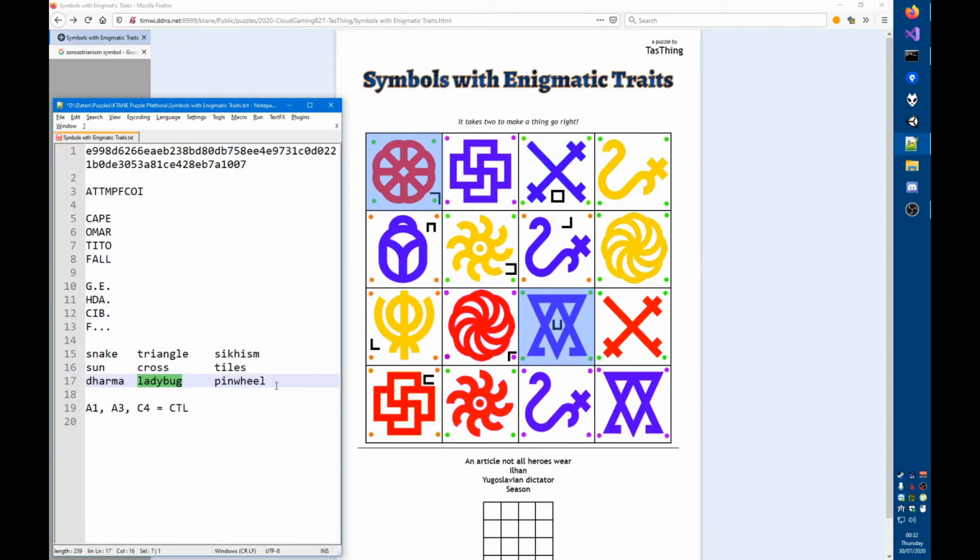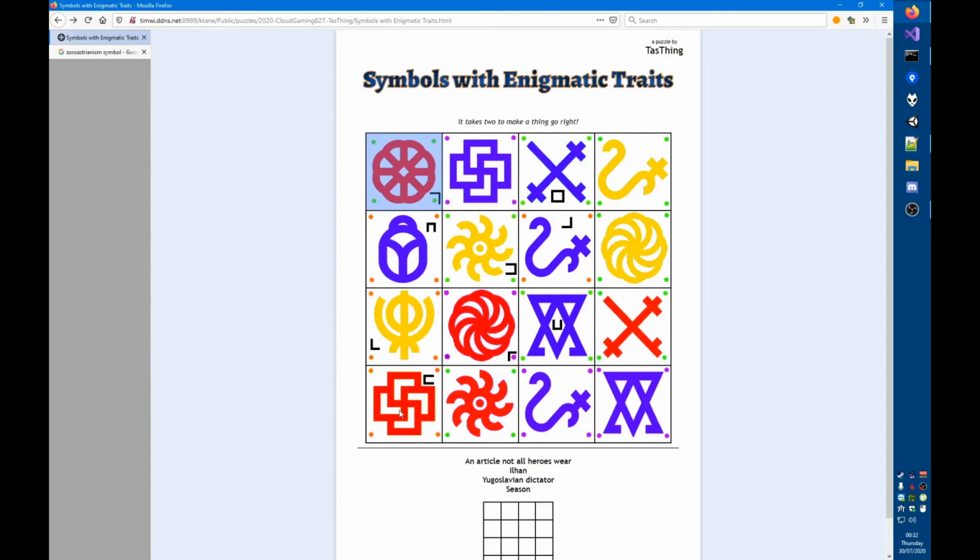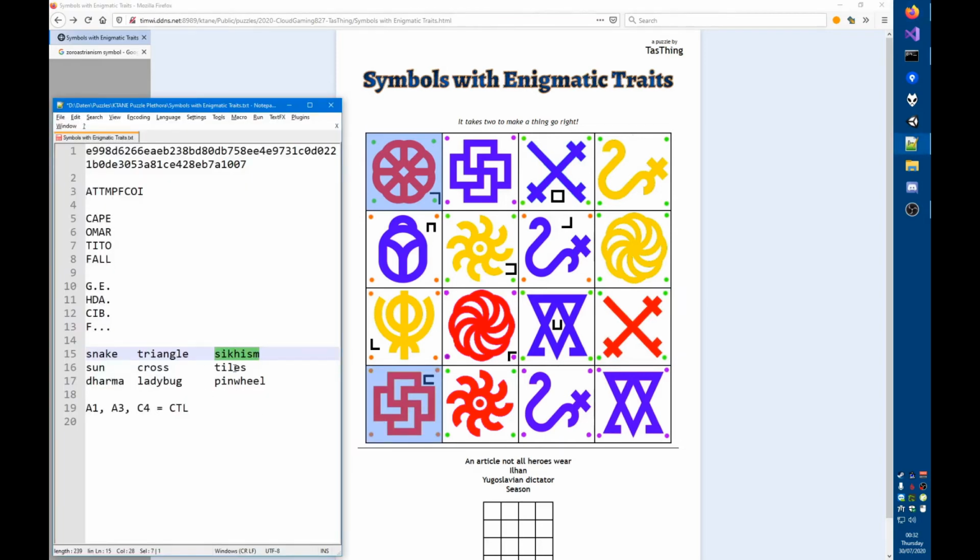Dharma and triangle gives us tiles. We want yellow tiles. That doesn't exist. Okay, Dharma and cross means we need Sikhism, and we need it in red, so that doesn't exist. Dharma and tiles means we need triangle, and we need that in red. That doesn't exist. Dharma and sun requires snake in red. Doesn't exist. Dharma and snake means sun. We need the sun in yellow now.